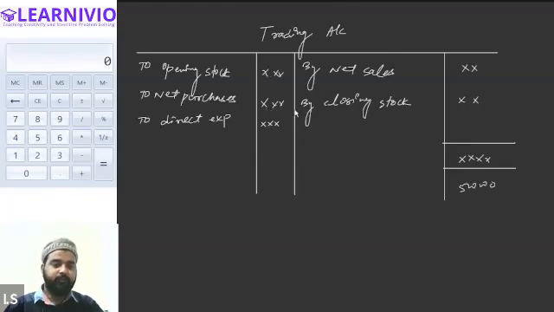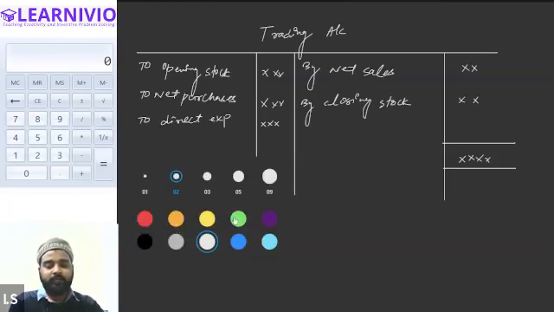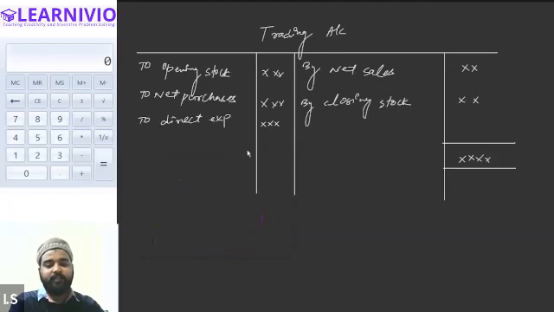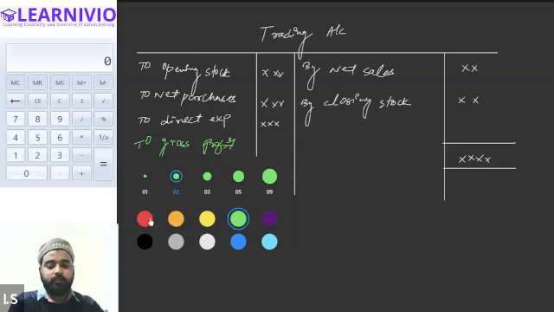So after reducing these values, there is a possibility that either the credit side is greater than the debit side or the credit side may be less than the debit side. If the credit side is greater than the debit side, then in that case, there will be gross profit. And if the credit side is less than the debit side, in that case, there will be gross loss.